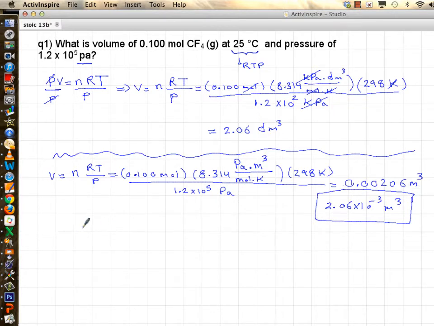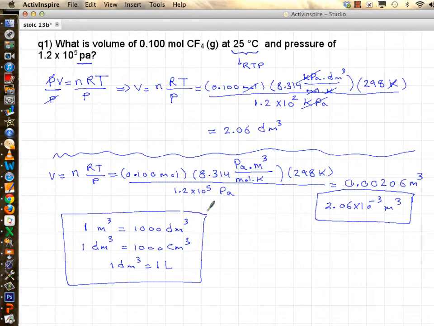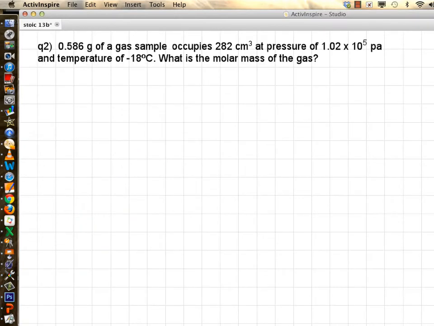So one thing I want to emphasize now is that 1 meter cube is equal to 1,000 decimeter cube. And you remember that 1 decimeter cube is simply equal to 1,000 centimeter cube. And finally, don't forget that 1 decimeter cube is nothing but 1 liter. So these are some quantities that are related to each other, and you see what happens when pressure is Pascal, your unit will be meter cube. If you convert it to kilopascal, which I prefer, your unit will be decimeter cube. Now let's look at the second question.